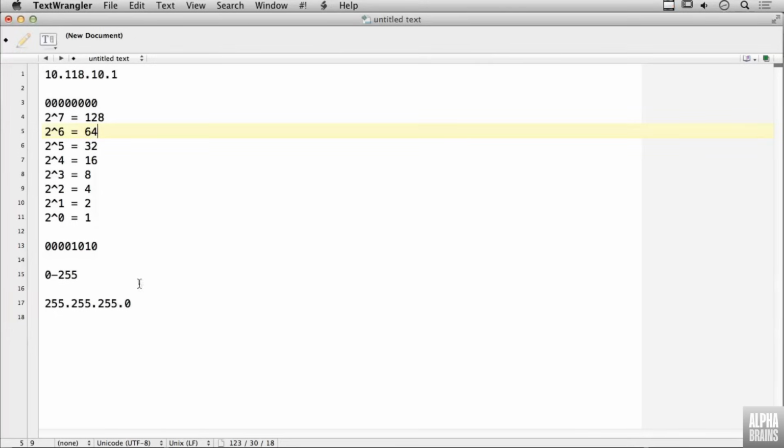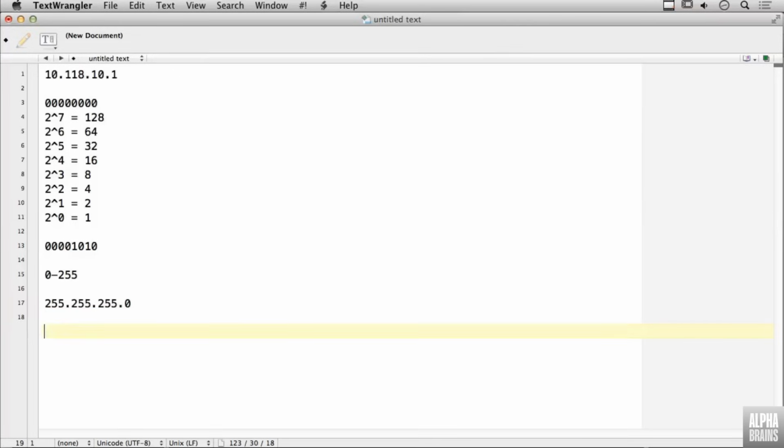But commonly you'll see this as your net mask. And that means that this is your network identifier, and that leaves this one here as your host identifier. So you can have anything from 0 to 255 as your host address in that one octet.